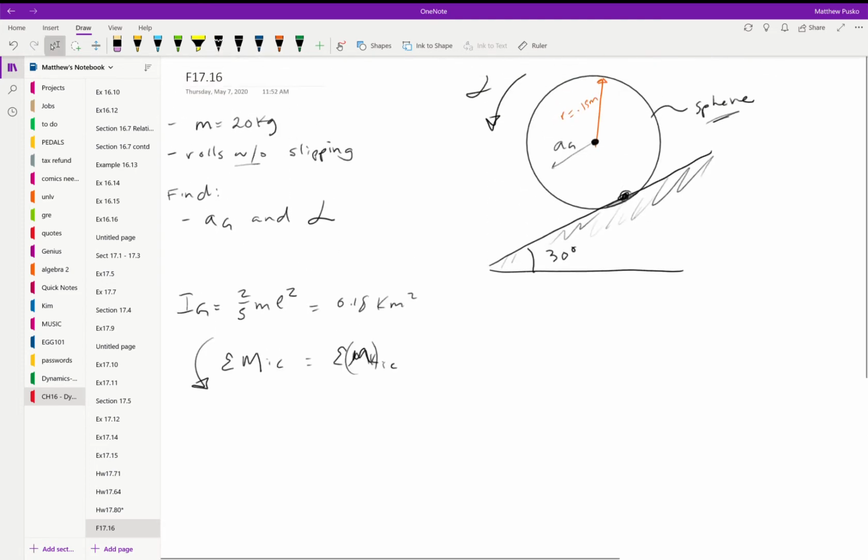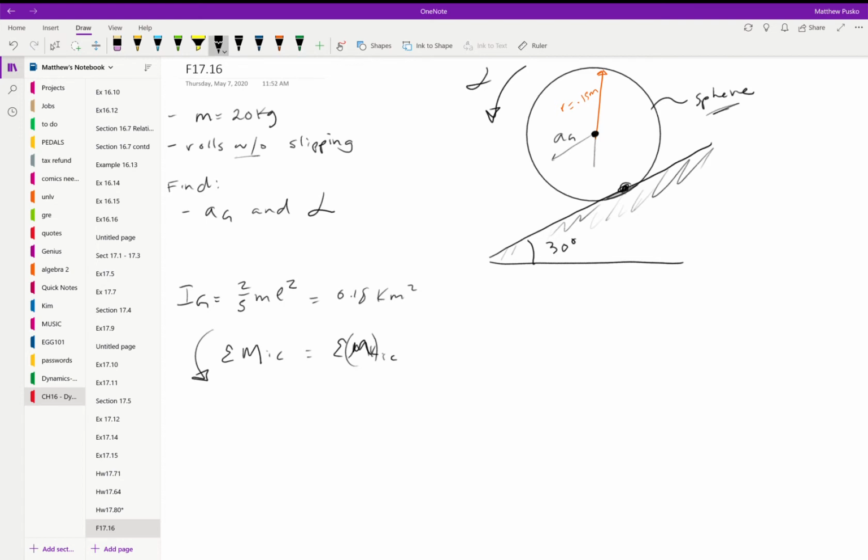Alright, what moments do we have? Here's kind of the tricky part. Well, we have mass times gravity hanging down right here. I'm just going to draw that. If we have mg hanging down, we have some component perpendicular to the plane and some mg sine theta parallel to the plane. This one is concurrent through our center of mass and through our instantaneous center, so we don't have to consider it, but we do have to worry about the mg cosine theta.